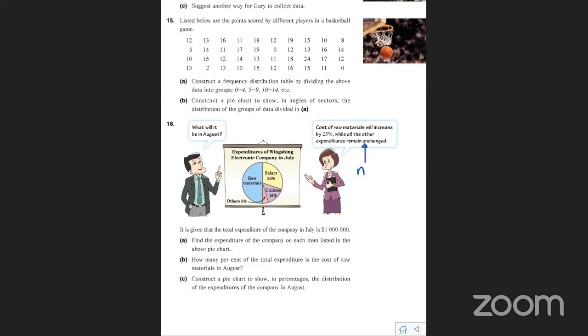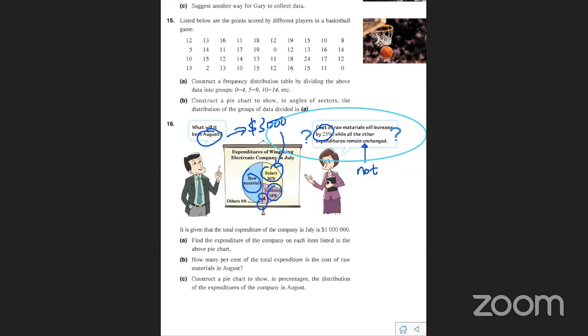This one means not, therefore it means the others are not changed, they stay the same. It means in July, if 3,000 is used for salary, then in August the salary is also 3,000. It means the costs for these are unchanged in August. But this one will be more expensive by 25%.